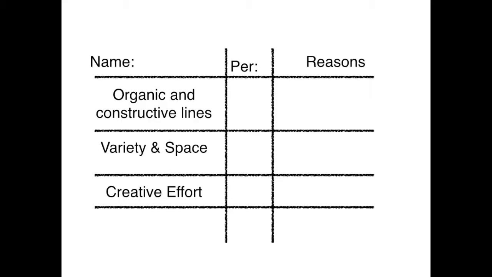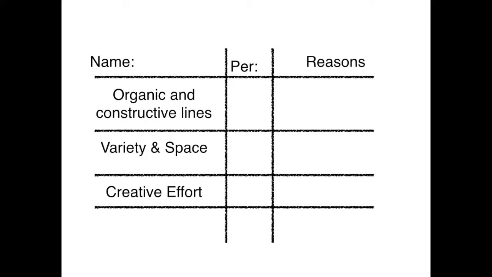On grading this project, this is going to be our rubric. You're going to be graded in 3 primary categories. The first one is organic and constructive lines, how well you use them. The second is variety and space, whether you have lots of variety of lines and fill up all the space. And lastly is creative effort, which is how hard did you try, how much focus did you have, and also how much thought did you put into it, how much original thinking did you put into it.